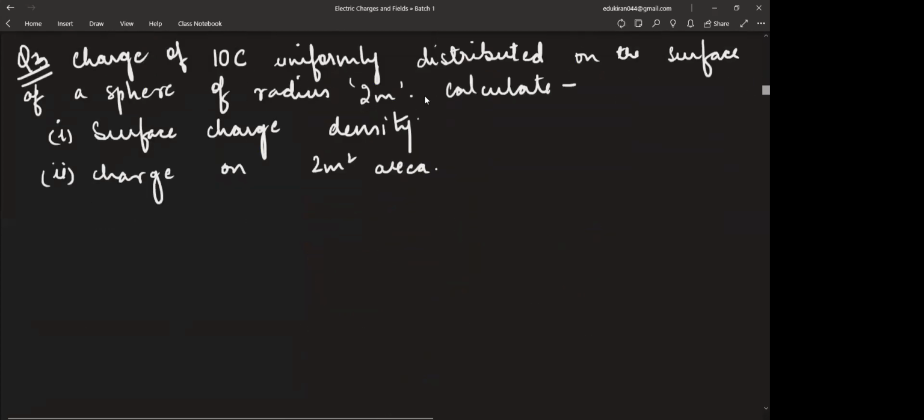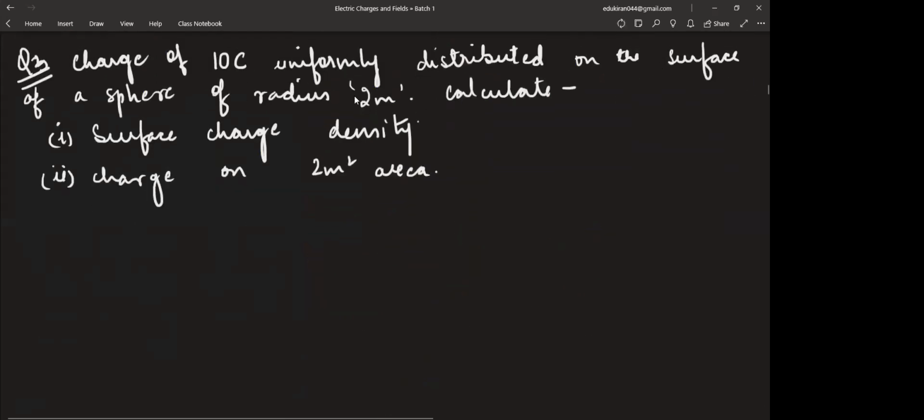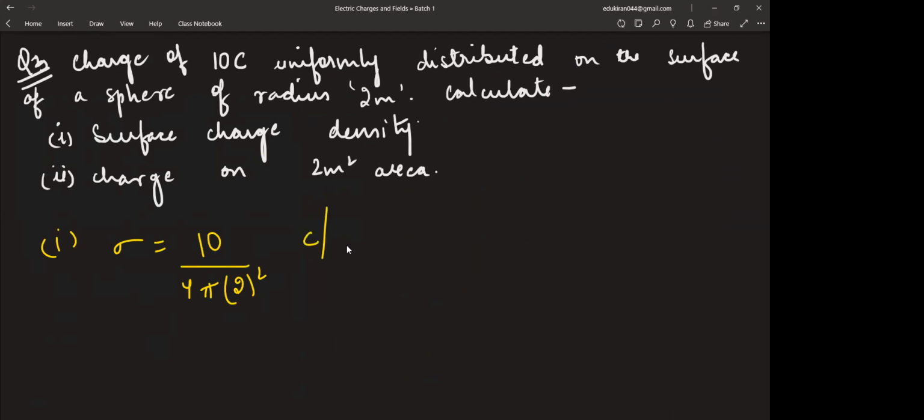So this says that a charge of 10 coulomb is uniformly distributed on the surface of a sphere of radius 2 meters. So easy. You have a surface charge density. What is the charge? Charge is 10 coulomb. What is the surface area of a sphere? You have to write just the surface area. So 4 pi r square. This much coulomb by meter square would be the density.